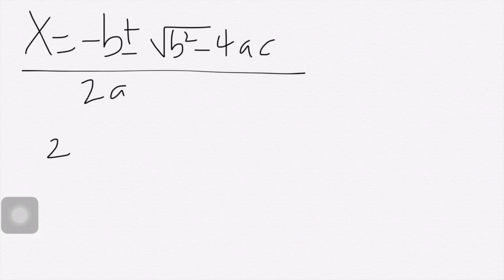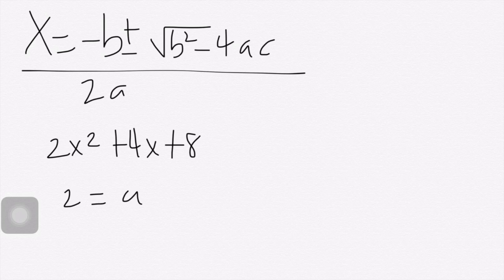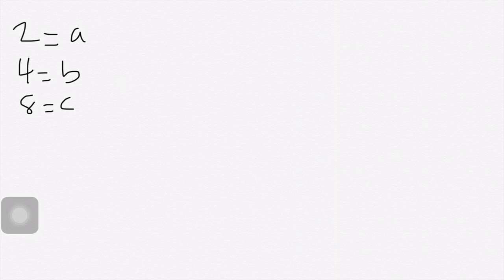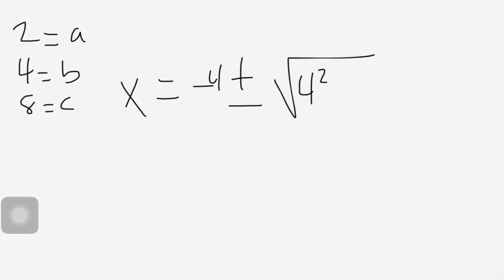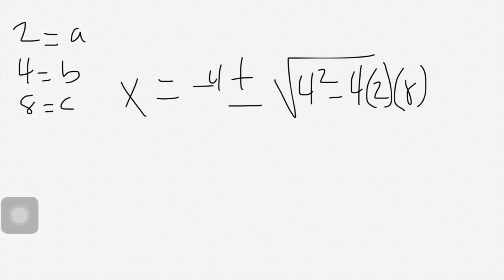Then write the equation we will use: 2x squared plus 4x plus 8. The 2 is our a, the 4 is our b, and the 8 is our c. Next, knowing what our numbers represent, put them into the quadratic formula. X equals negative 4 plus or minus square root of 4 squared minus 4 times 2 times 8 over 2 times 2.